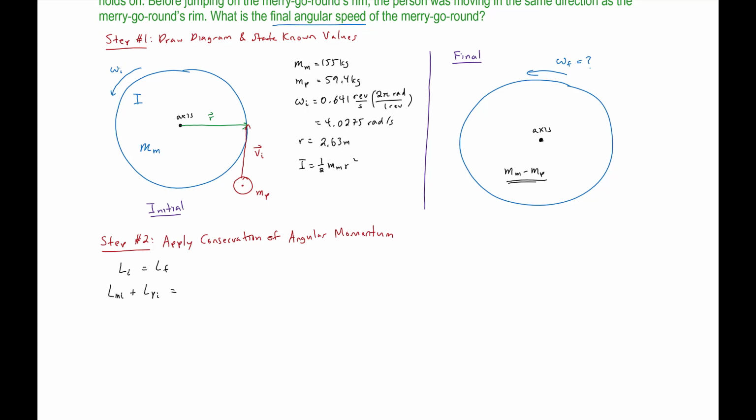So let's backtrack. For Lmi, we know that it's the merry-go-round, it's a solid disk, and it does have angular momentum, so we can use I, the moment of inertia of the merry-go-round, times the initial angular speed of the merry-go-round. Plus, now we're looking at the person, and the person is moving linearly tangential to the circular path of the merry-go-round. So we use r m v sine theta. So this is r, mass of the person, times v sine theta.